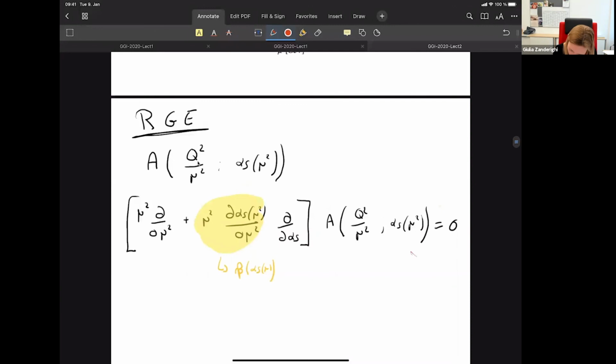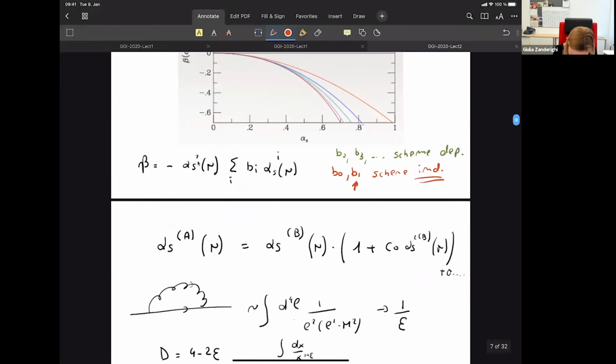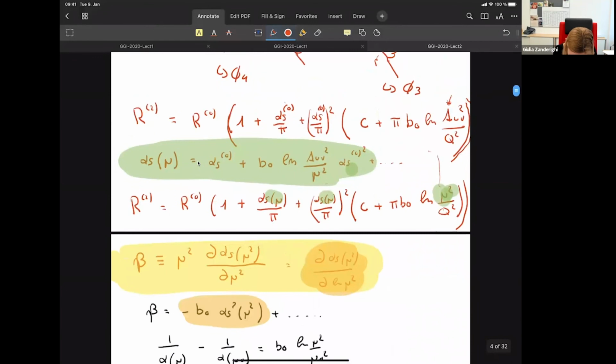Hopefully, if I manage, I'm always so slow here. But we can also see some of it here in alpha. Let's look at R explicitly. If you look at this expression for R2, what does it mean that this is independent of the scale? It's not true, there is mu everywhere. But the explicit log mu that you have in the alpha squared term cancels the mu dependence that is in alpha of mu. So up to order alpha squared, this is mu independent.